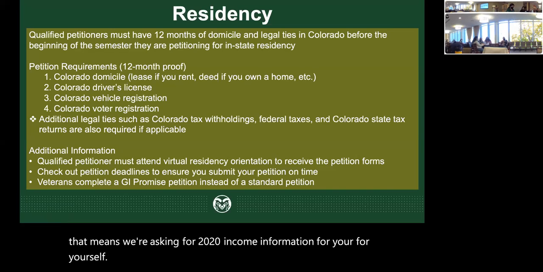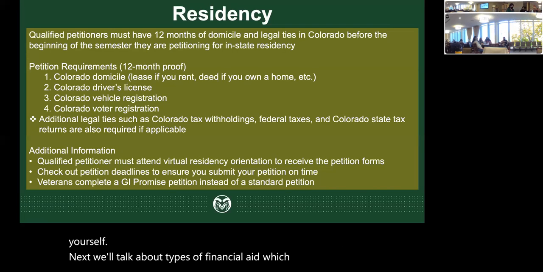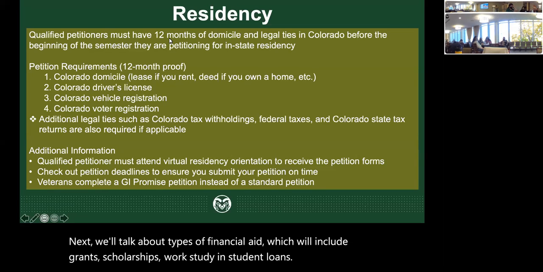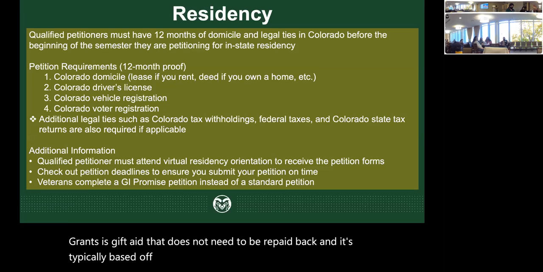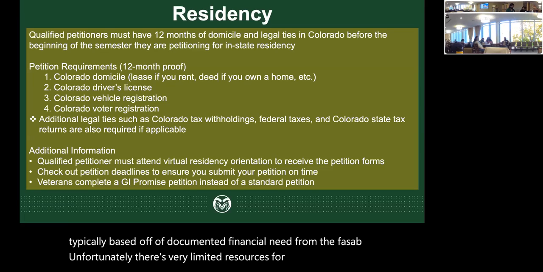Next, we'll talk about types of financial aid, which will include grants, scholarships, work study, and student loans. Grants is gift aid that does not need to be repaid, and it's typically based off of documented financial need from the FAFSA. Unfortunately, there's very limited resources for graduate students here at Colorado State University.